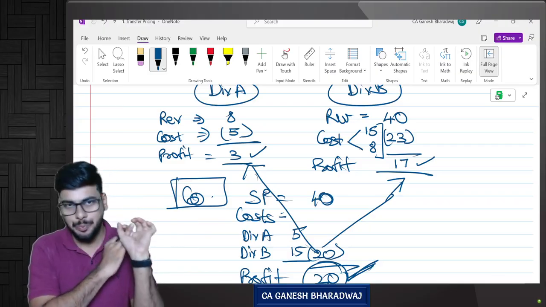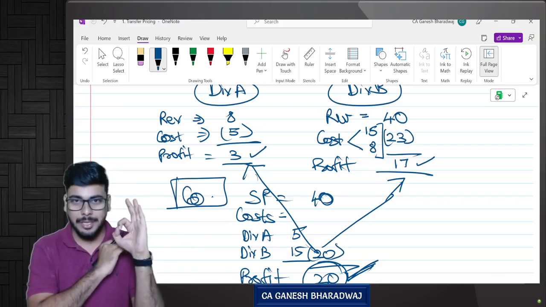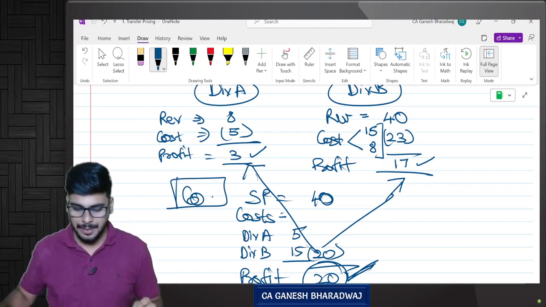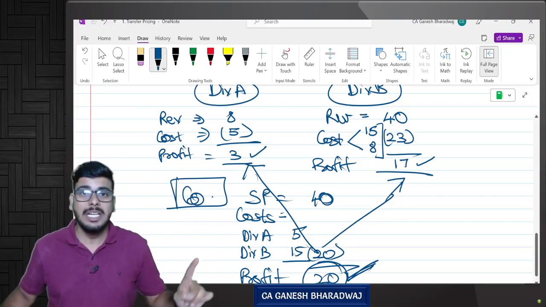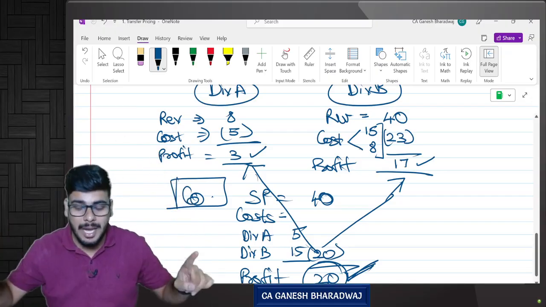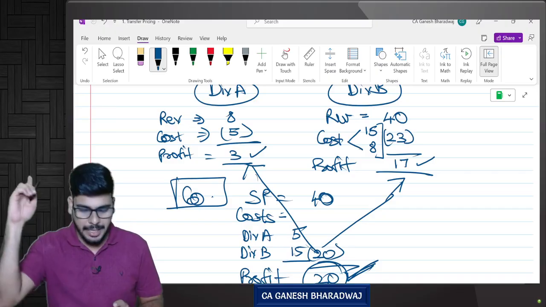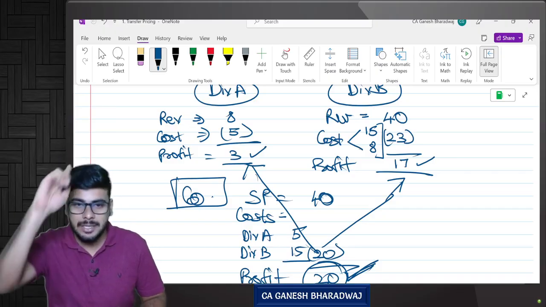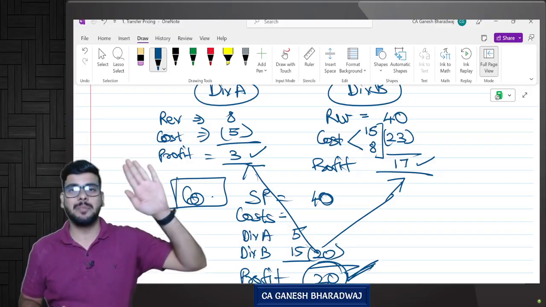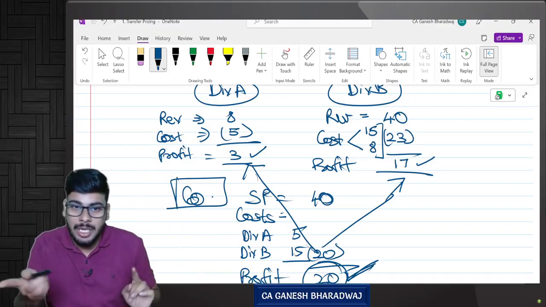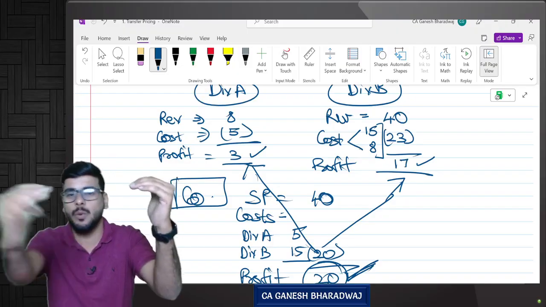Learning number 2. Very, very important. Transfer price does not impact the profit of the company as a whole. I'm repeating, transfer price does not impact the overall profit of the company as a whole. It only impacts the department-wise profit.